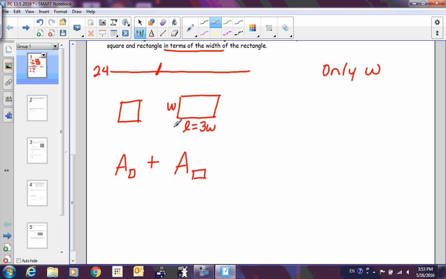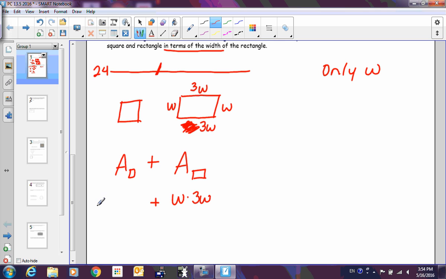Okay, so let's start with the side that's a little bit easier. All right, so first of all, I have a W here, I have a W here, and then I have 3W here. I'm just kind of covering all my bases here. And then I'm going to get rid of L because I only want W. So how would I find area here? I would multiply W times 3W, and if you want to call that 3W squared, you can. I'm going to leave it unsimplified though.